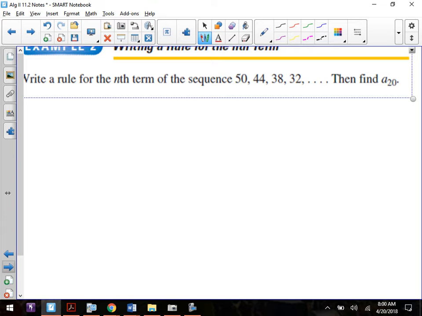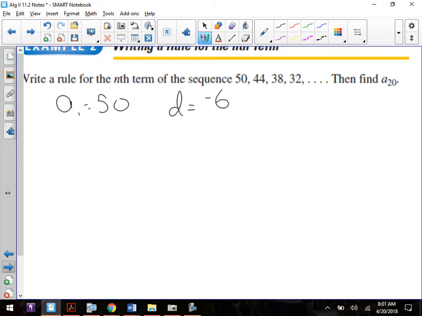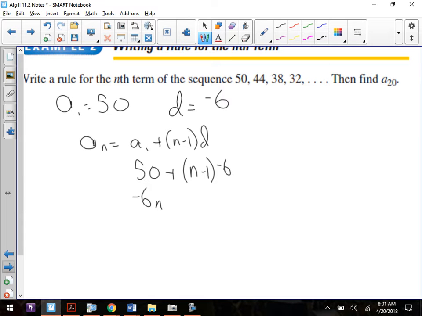So if my sequence is going 50, 44, 38, 32, first thing we have to figure out is what's the first term? All right. The common difference here is, very good, remember it's going to be -6, which means my rule, my nth term is first term plus n minus 1 times my difference. So it's 50 plus n minus 1 times -6. So I get -6n. This becomes +6 plus 56. That's my rule. You okay with that?